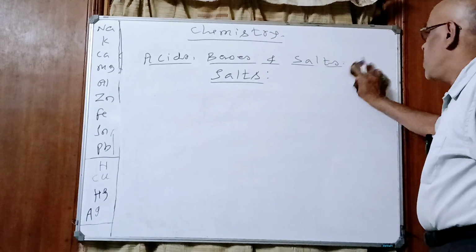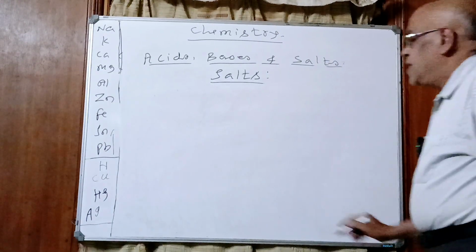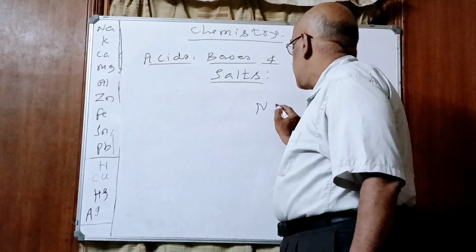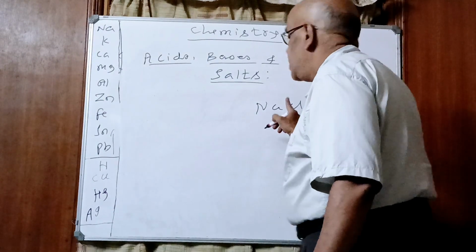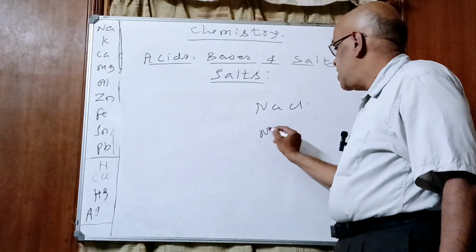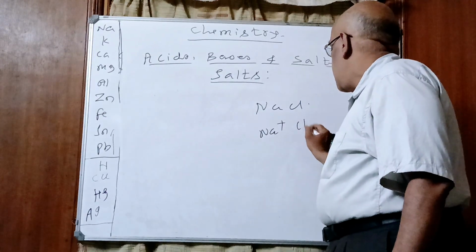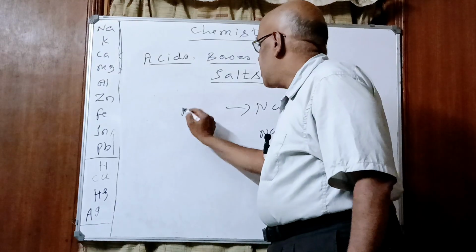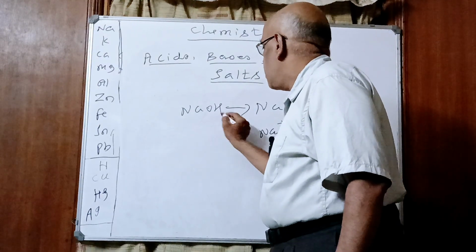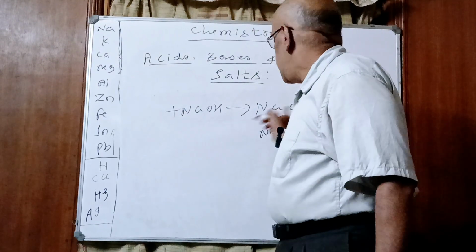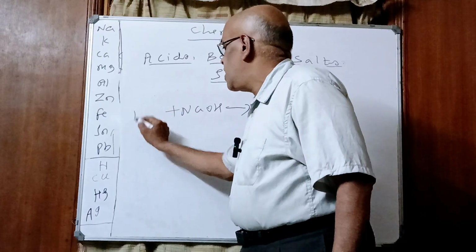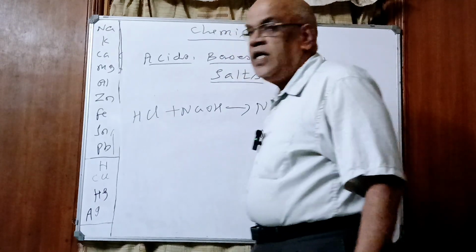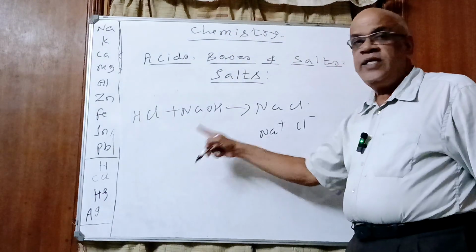Understood, children? Now, I said salt has two parts. Yes or no, children? Sodium chloride is a salt. It has two parts. What is that? Sodium ion and chloride ion. Sodium comes from whom, children? Sodium comes from base. Then chloride comes from acid. It has two parents, acid and base.